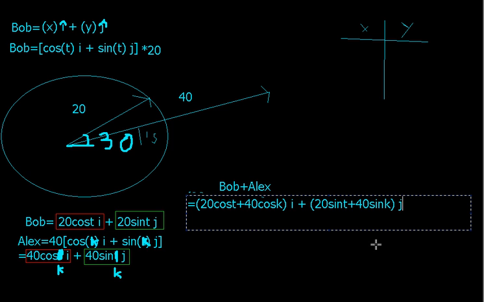And now it's actually pretty easy to add these because we know what t and k are. So really all it is doing is plugging this into a calculator. What's cosine of, let's say, 30 degrees, times 20, plus whatever cosine of k is, times 40. You add those together, and that's how many i's there are, the units in the x direction. And then here, again, you just plug this into a calculator, add it together, and you get the number of units in the j direction, the height of that resultant vector.